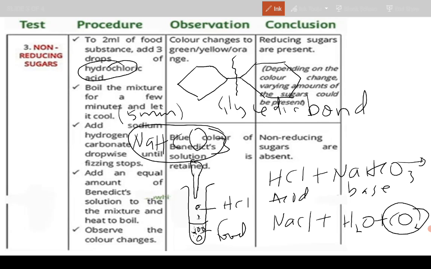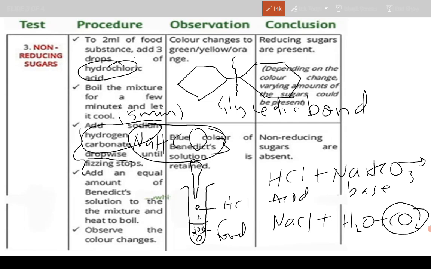This happens when the mixture is heated. But the HCl added to the sugar is going to create an acidic condition. To remove the acidic condition, you need to add a base. The base is sodium hydrogen carbonate. So we are adding sodium hydrogen carbonate in order to neutralize the HCl, which was added in step number 1.